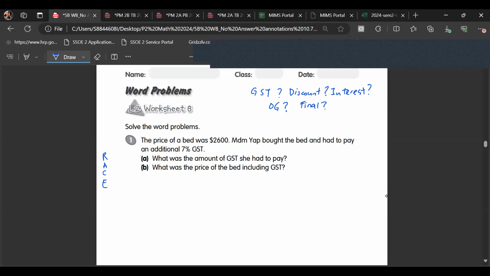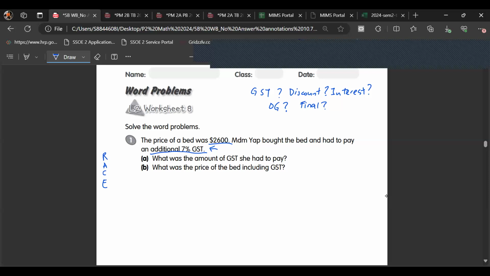The first part says the price of the bed is $2,600. Madam Yap bought the bed and had to pay an additional amount of 7% GST. Oh, very good. So this tells me already, first part given on GST. So I know this question is GST. So I got a clue already. Additional GST. Okay, very good, very, very big clue.